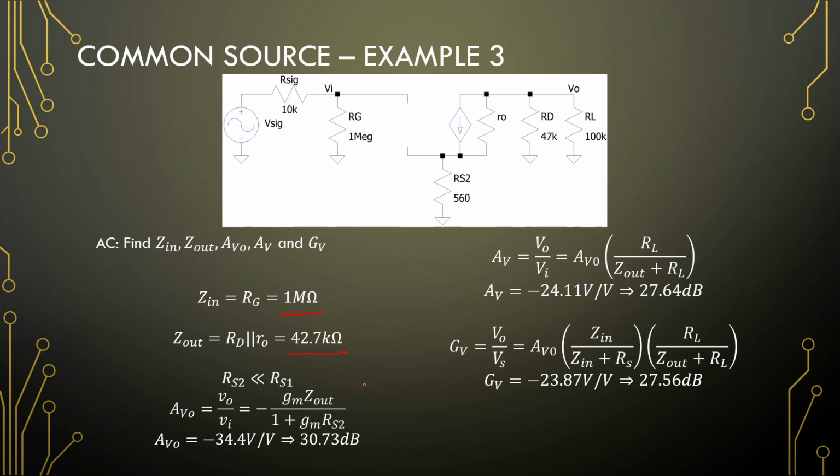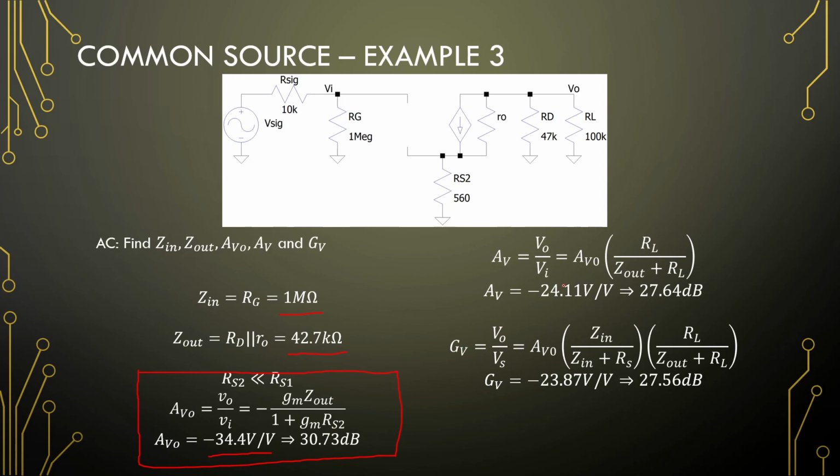Our output impedance remains the same since our RD is unchanged. But with our added source resistor, we have some degeneration going on. Okay, so we are just dividing by 1 plus the transconductance times RS2, and that gives us a gain of minus 34.4 volts per volt.